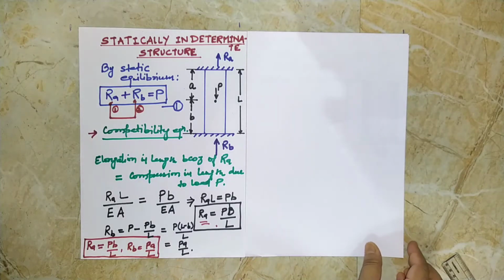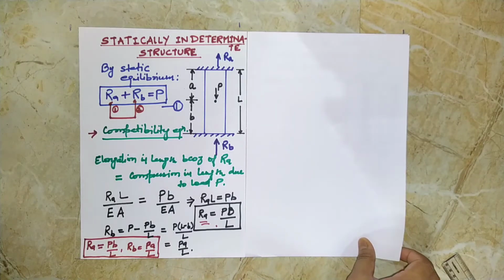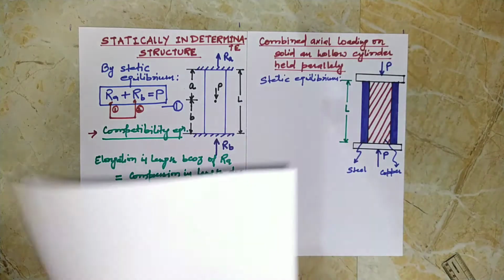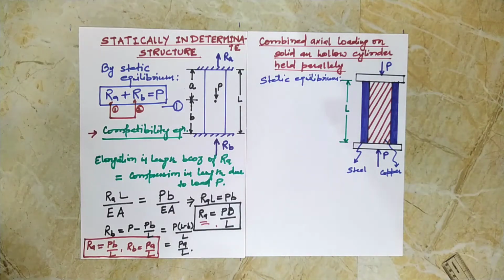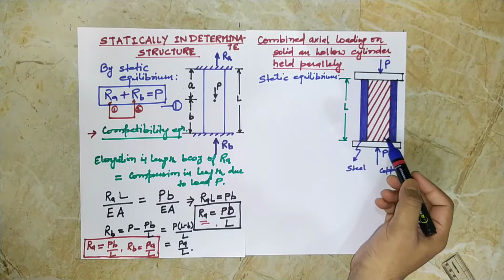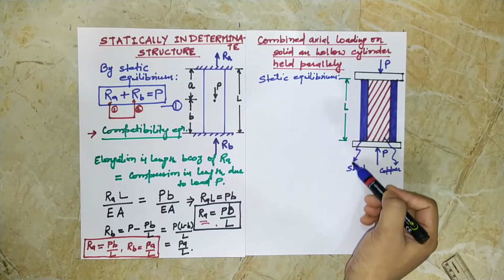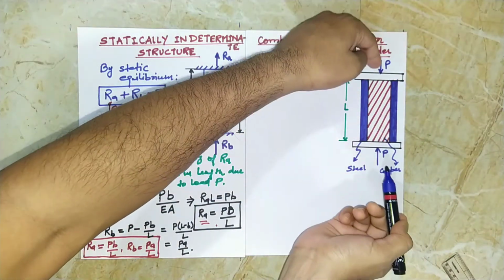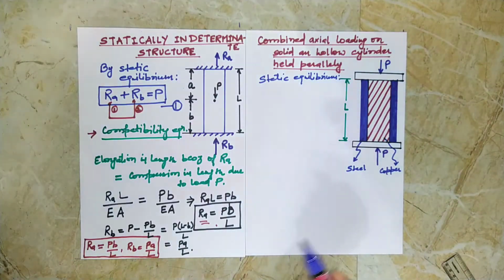Since we have now understood how to deal with statically indeterminate structures, let us solve a common problem found in all the strength of materials textbooks, that is, a combined axial loading on a solid and hollow cylinder held parallelly. So let us take this example in which we have a solid cylinder and a hollow cylinder held parallelly. The solid cylinder is of copper and the hollow cylinder is made of steel, and both are held parallelly and loaded by a load P from both the ends.